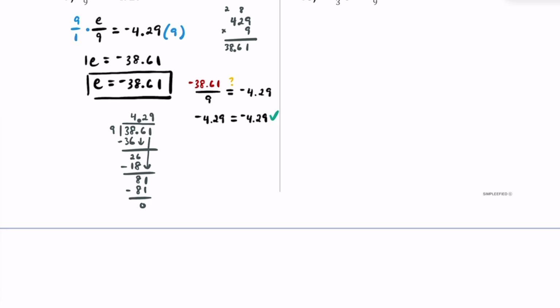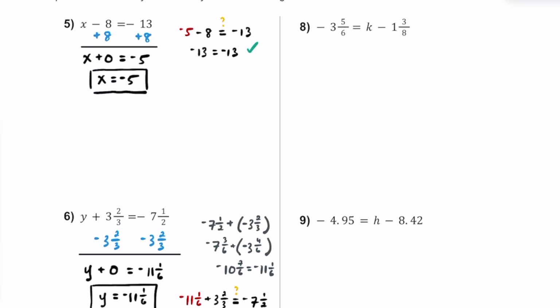All right, let's go ahead and check out number 8. For number 8, we got some fractions again. We have an expression equal to a difference on the right side. So if we see a difference, we should be using the addition property of equality to balance that out. So let's go ahead and add 1 3/8 to both sides of this equation.